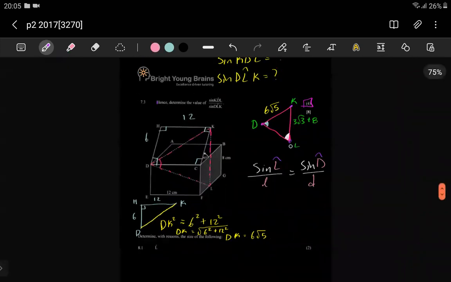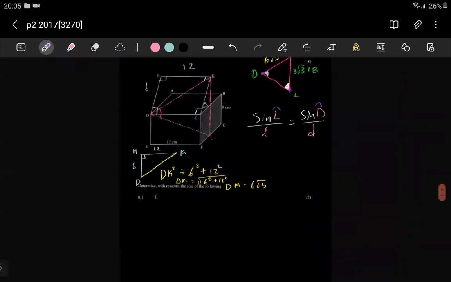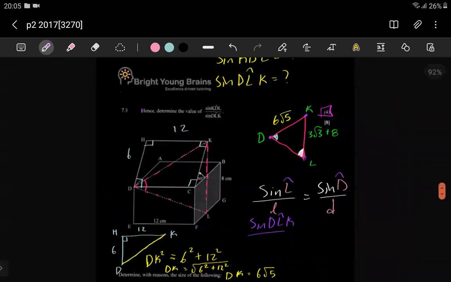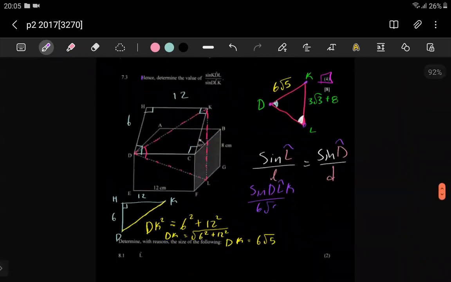Firstly, L here is just DLK. So here we can say sine DLK over the opposite side, right? Which is like 6 square root of 5. This is equal to sine of angle D, which is representing KDL, over the opposite side, which is 3 square root of 3 plus 8.